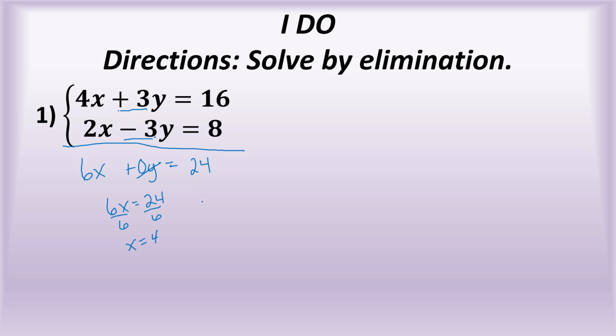Now at this point, since we did not manipulate either one of these equations, we can plug x into either equation. So I'm going to go ahead and deal with the one that has smaller numbers. 2x minus 3y equals 8. My x value is 4, so 2 times 4 minus 3y is equal to 8. 2 times 4 is 8 minus 3y is equal to 8. I will subtract 8 from both sides, and negative 3y is equal to 0.